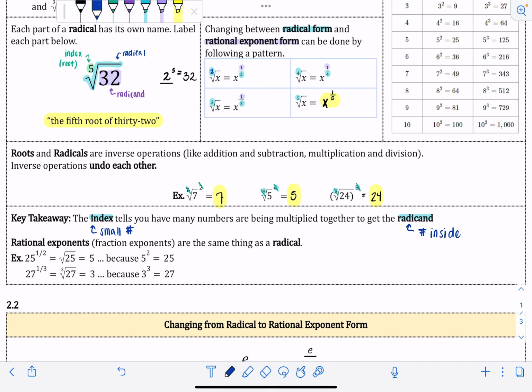So for example, if I had a problem that said the 4th root of 16, I would be looking for a number that would be raised to the fourth power, or multiplied by itself 4 times, that equals 16. So that number would be 2. Because if I do 2 times 2 times 2 times 2, that would be 16.